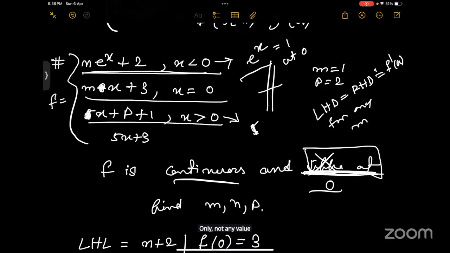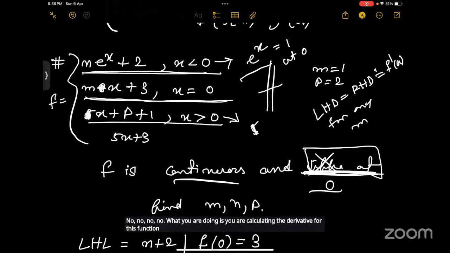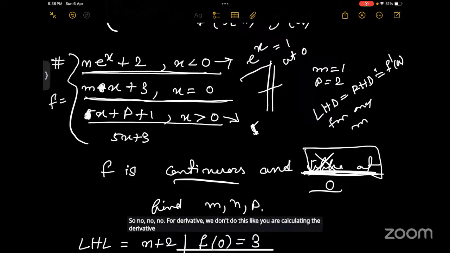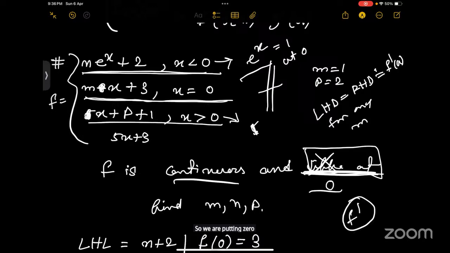No. What you are doing is you are calculating the derivative for this function at 0, right? Yes, ma'am. So no. For derivative, we don't do this. To calculate the derivative at the point 0, first we calculate the derivative for the general function. Then we put 0. So we are putting 0 on the function f dash, not f. They are different functions, right?